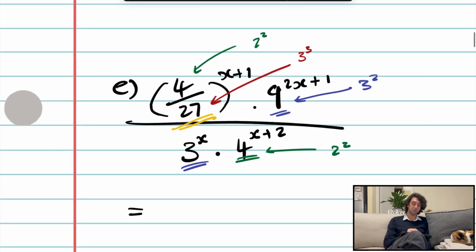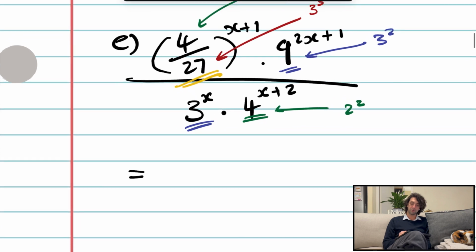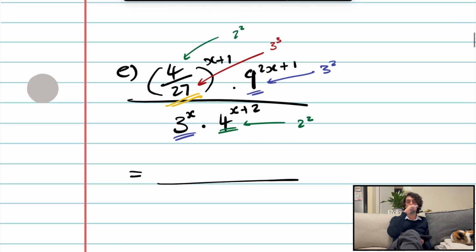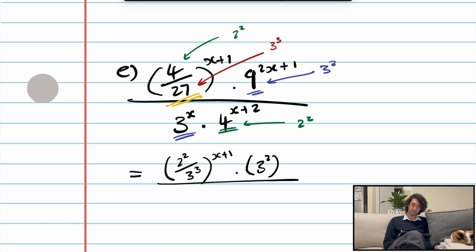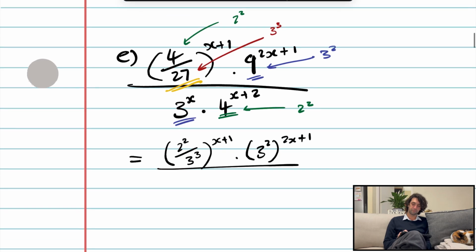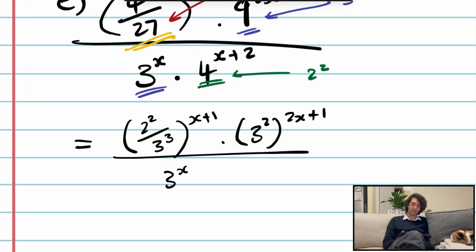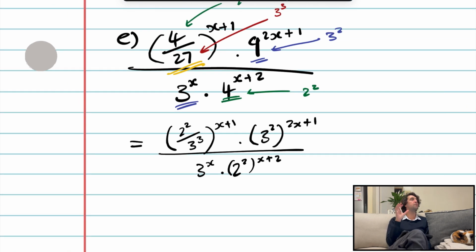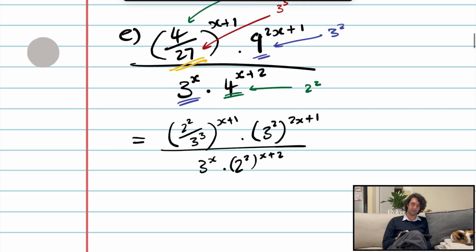So let's just start with that, okay? Because those simple manipulations might be already scoring you marks. Okay, so we get 2 squared divided by 3 to the power of 3, that is x plus 1, multiplied by 3 squared, 2x plus 1. Then I have 3x multiplied by 2 to the power of 2, x plus 2. So I've changed all my bases to be in terms of 2's and 3's, okay?